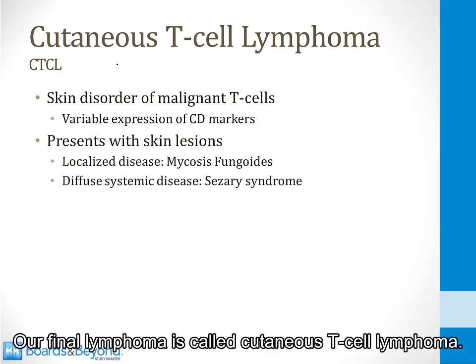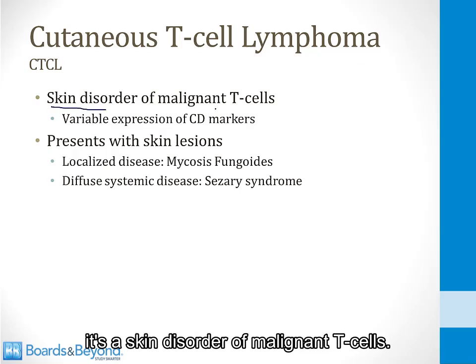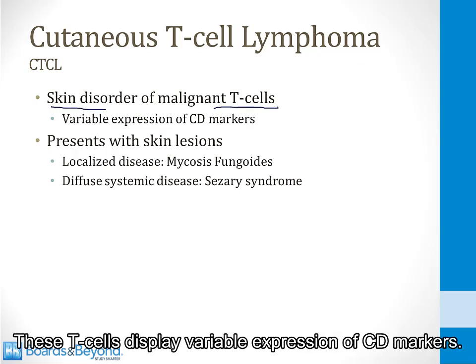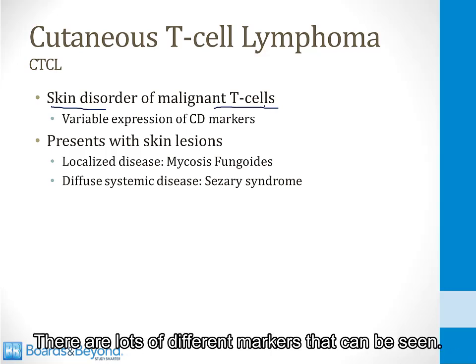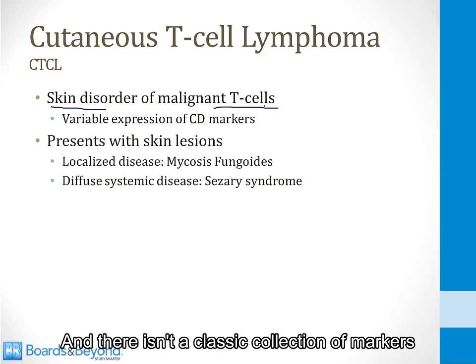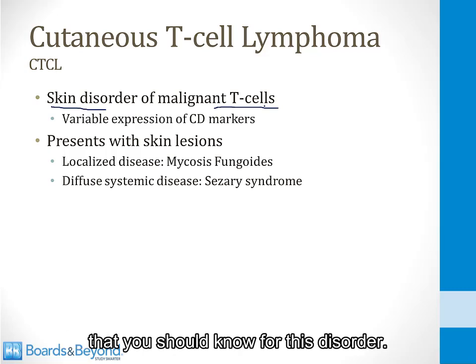Our final lymphoma is called cutaneous T-cell lymphoma. As the name implies, it's a skin disorder of malignant T cells. These T cells display variable expression of CD markers. There are lots of different markers that can be seen, and there isn't a classic collection of markers that you should know for this disorder.